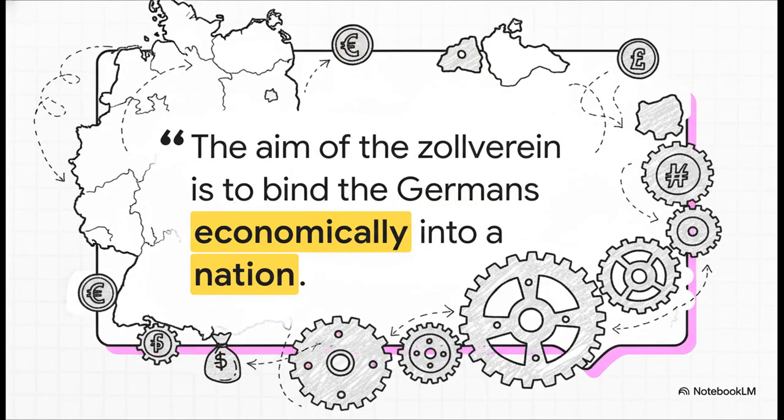And this was not just about business. It was also about building a nation. Look at what a famous economist of that time, Friedrich List, said. He said that the goal of the Zollverein was to bind all the Germans economically into a nation. So you see, creating one market was seen as a way of creating one nation.